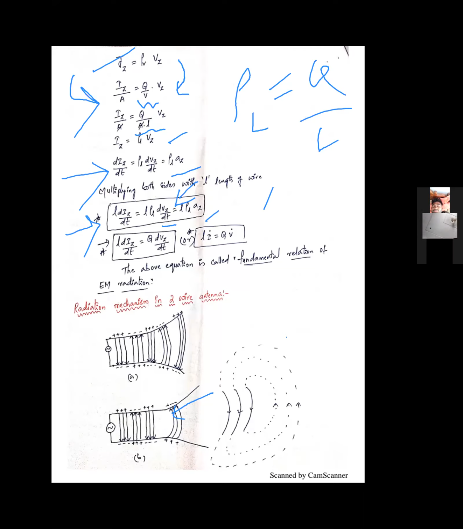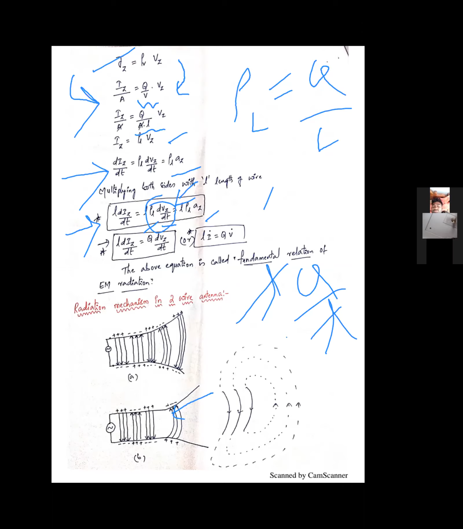Now I am changing this. Instead of this rho L, if I write L into Q by L, this L and this L get cancelled. What is remaining in this term is Q into dvz by dt, that I have written here. L dz by dt is equal to Q dvz by dt.